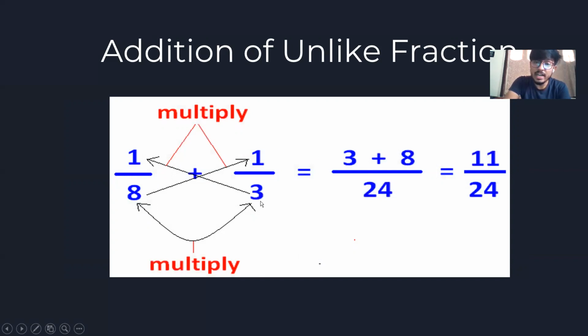Now in the second fraction, the denominator here is 3 and the resultant denominator is 24. So 3, how much is 24? 3 eights are 24. So if 8 is coming, then 1 into 8 is 8. Then 3 plus 8 is 11 and the resultant denominator is 24. So the denominator is 24 and the numerator is 11. This is the process of how we can add two unlike fractions.